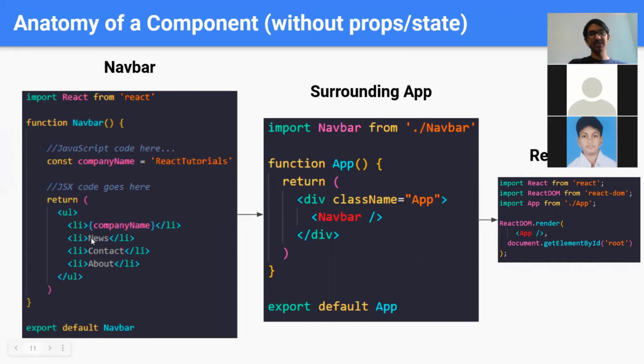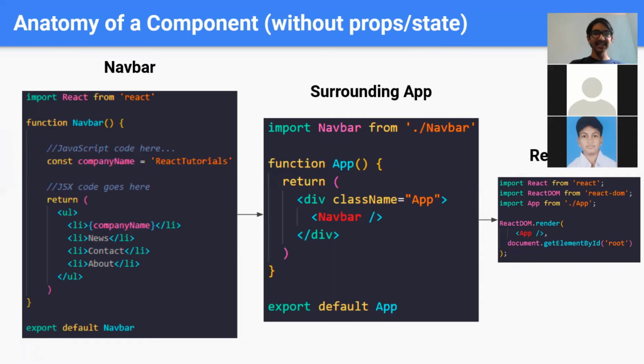So this is the structure of a component. We start with the function. We can put JavaScript code here. And then the JSX code, the HTML JavaScript hybrid, you can return it like this, and then we export it. So this is one file inside our React project.